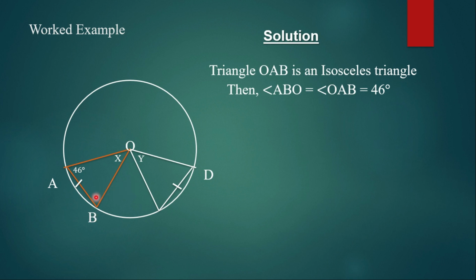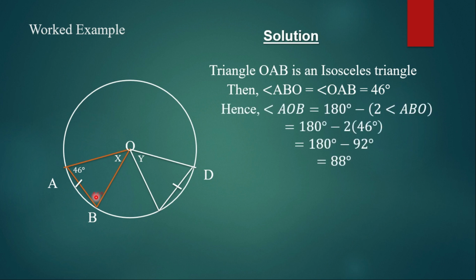Therefore, I can find x by equating AOB, which is x. AOB is x, that's its angle. Where you curve is where the angle is formed. So it means the angle is formed at where you are turning. Which is equal to 180 minus 2 times ABO. ABO is 46 degrees.